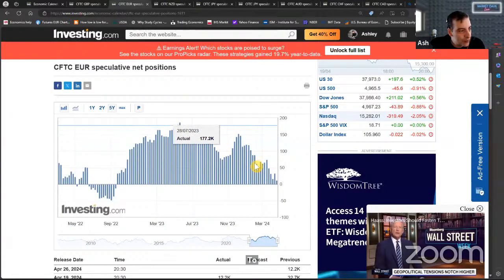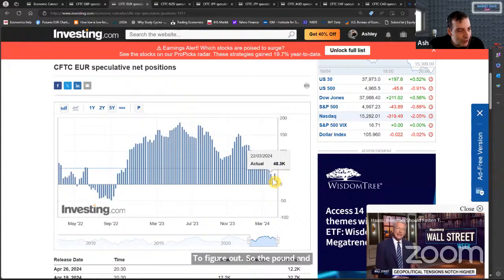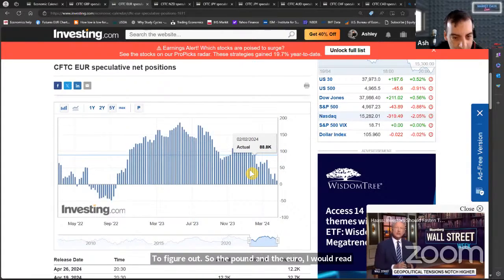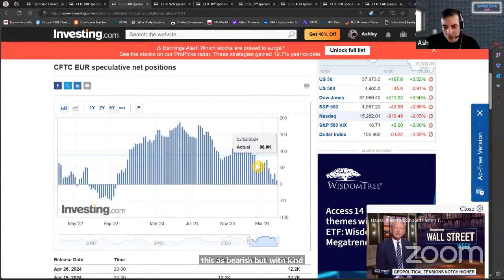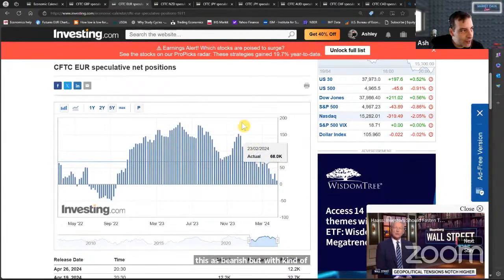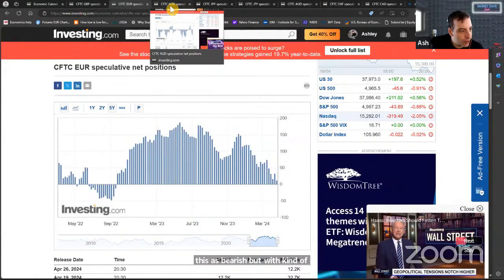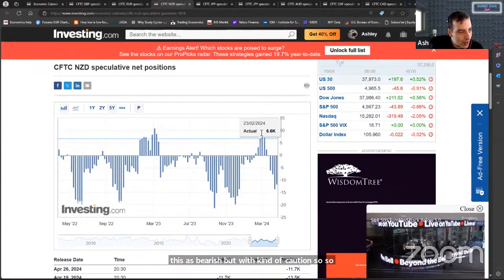These areas just become just that little bit trickier to figure out. So the pound and the euro, I would read this as bearish, but with caution. So cautiously bearish, particularly because of where price is. Look at what happened with the Kiwi.